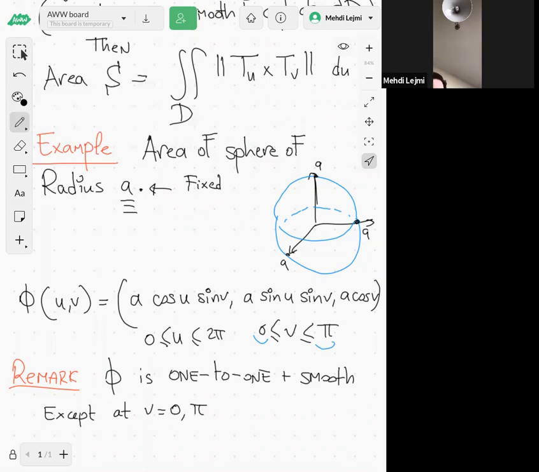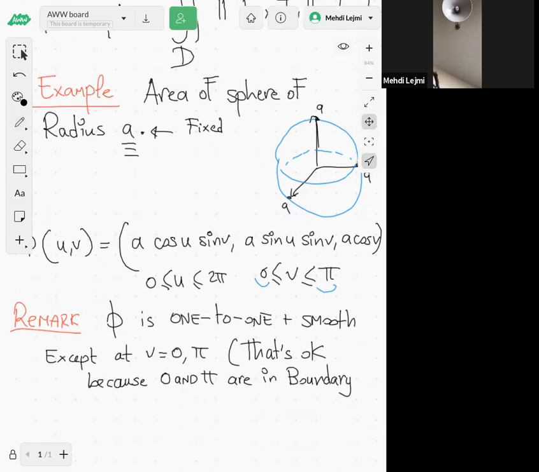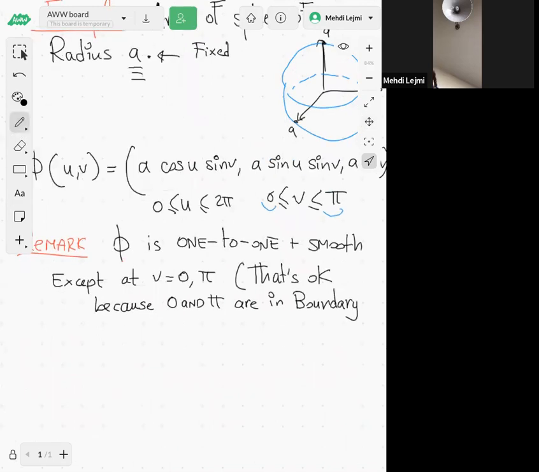That's fine. But that's okay, because 0 and pi are in the boundary of the interval 0 to pi. Because 0 and pi are the endpoints of my interval, they are in the boundary of my region D, the boundary of D.